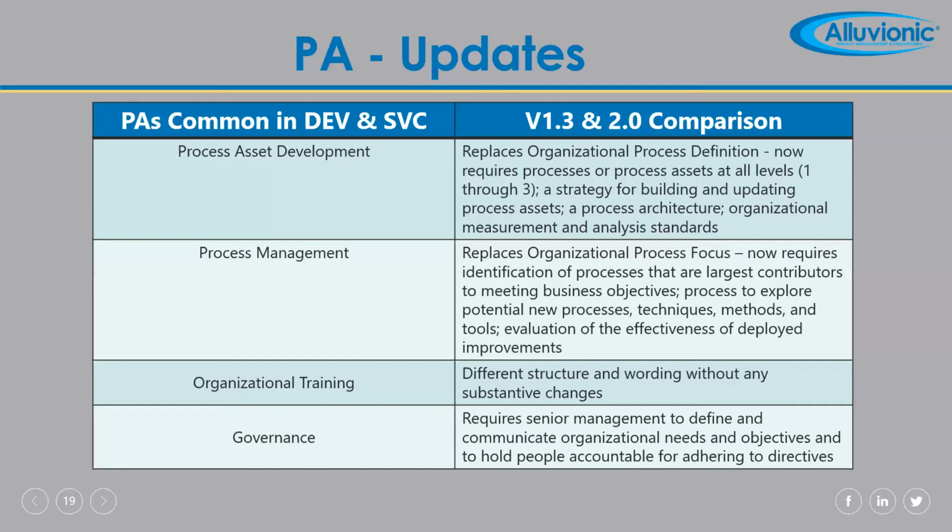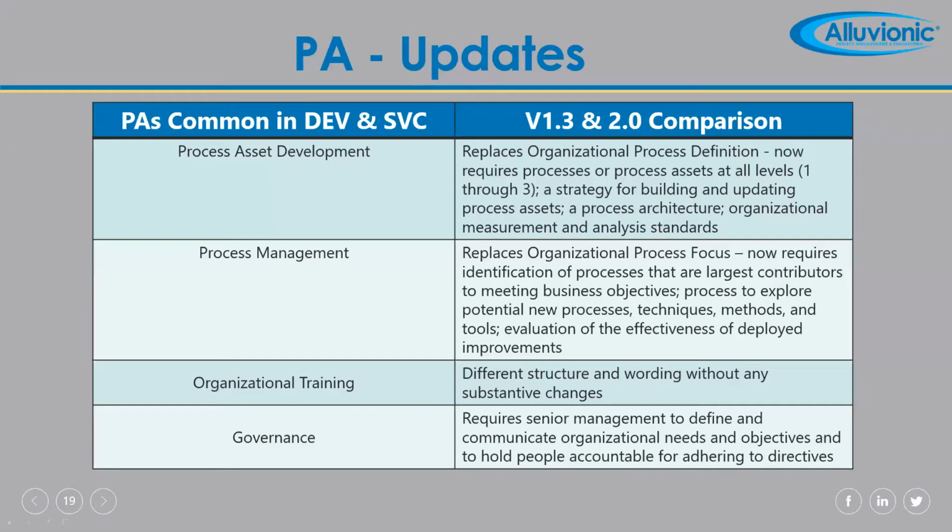Organizational training, nothing really changed there. It's basically a few word changes, but it's still pretty much exactly the same. Governance was the big change up here. And again, as I mentioned, the governance change is that it requires senior management to define and communicate organizational needs and objectives, and to hold people accountable for adhering to those objectives. This is where I said it has this AS 9100 ISO ring to it.